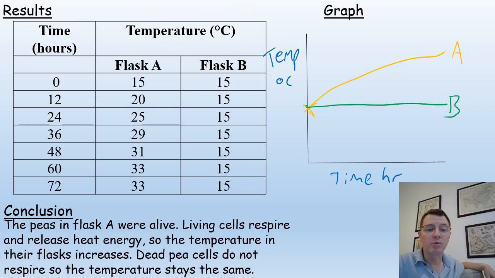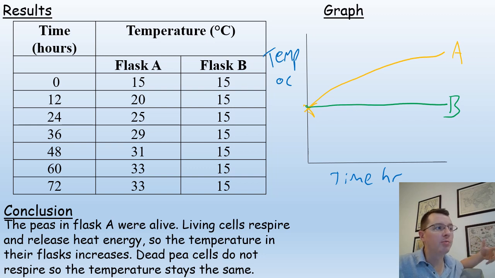So these are our results then. The conclusion. The peas in flask A were alive, they were living cells, so living cells respire, and we have the proof here: the temperature went up because respiration releases energy, and some of that energy is heat energy, so the temperature in the flask increased. Dead pea cells do not respire, so the temperature stays the same.